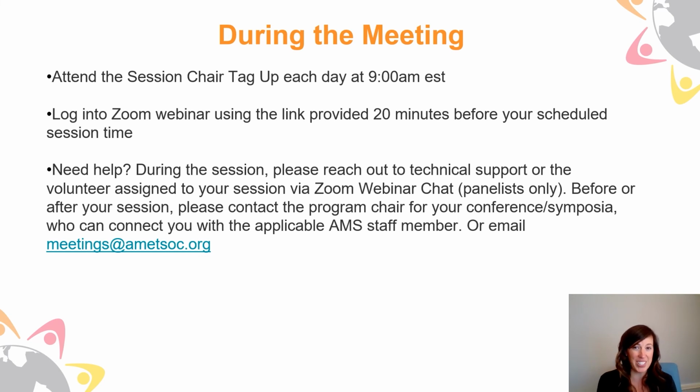If you need help during the session, reach out to the technical support person or the volunteer who you'll meet during that 20 minutes before the session starts. Or you can chat to them through the Zoom webinar chat, and you can send it to panelists only. That's also a great way for you to interact with your other session chair as you work through things during the session. If you need help before or after your session, you can contact the program chair for your conference, who will put you in touch with the AMS meeting staff, or you can email meetings@ametsoc.org directly.